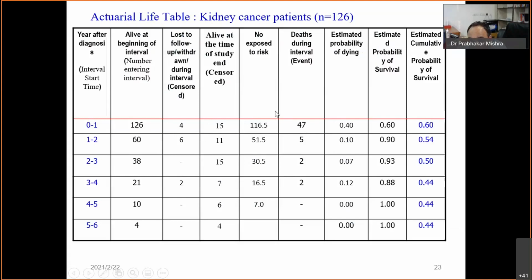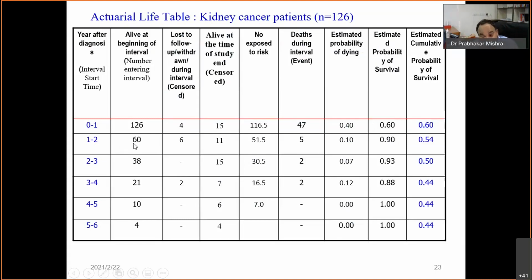So 47 divided by 116.5 equals 0.40. So for this particular interval, the probability of death was 40%. It means the probability of survival is 1 minus 0.40, which is 0.60. So this 0.60 is the survival probability, and this is also the cumulative survival probability.